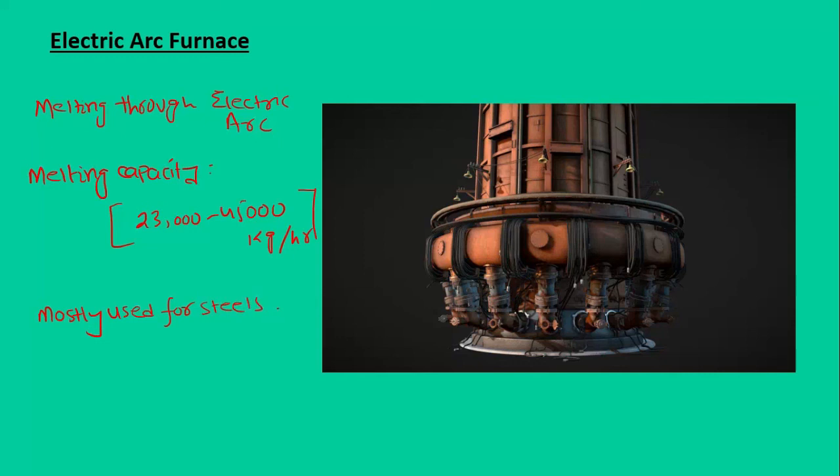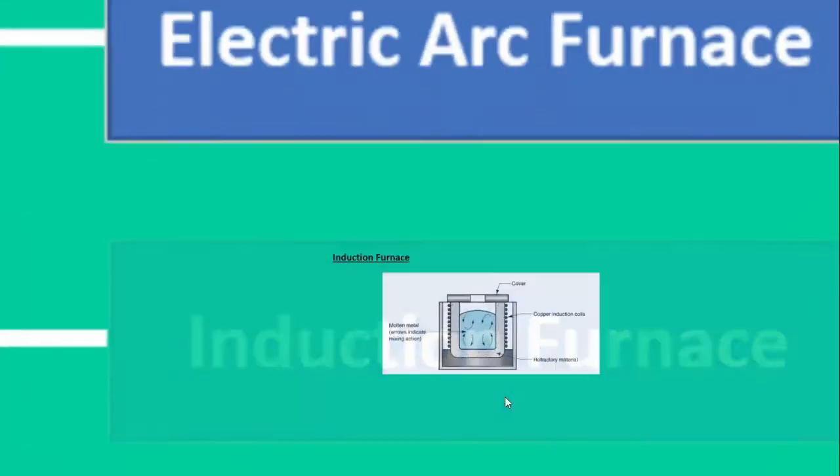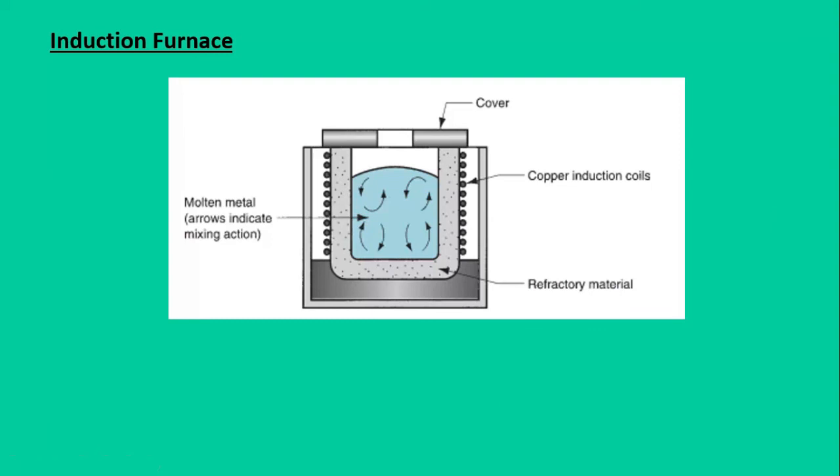Then there's another type, the last type of furnace used in the foundries, that is known as the induction furnace. As the name suggests, the induction furnace uses induction current for generating heat. So it uses alternating current passing through coils to develop a magnetic field in the metal, and the resultant induced current causes rapid heating. So once we have the magnetic field which induces the current into the material, because of this induced current, there is rapid heating and melting of the material.